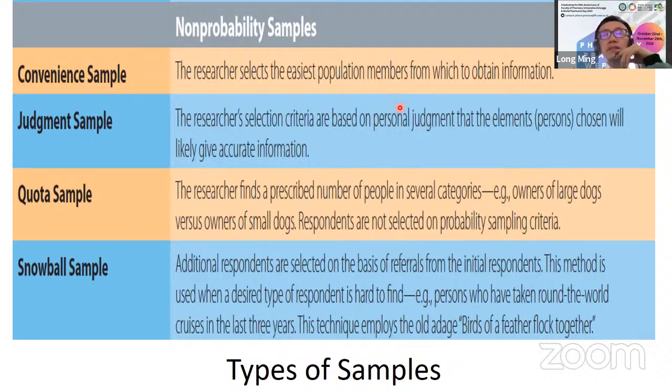Snowball sampling. This is sometimes preferred in qualitative studies. For example, you enroll 10 people already. Then from those 10 people, you ask them, "Do you know people who fulfill your selection criteria or not?" Then they will introduce their friends, and their friends introduce their friends. So it's kind of like snowballing, the ball getting bigger and bigger.